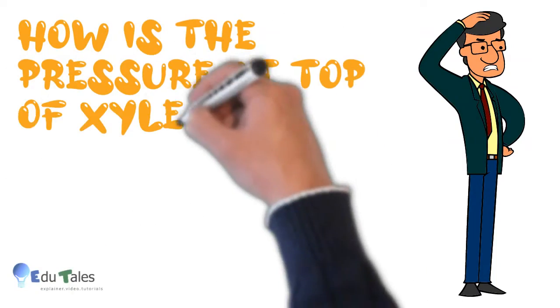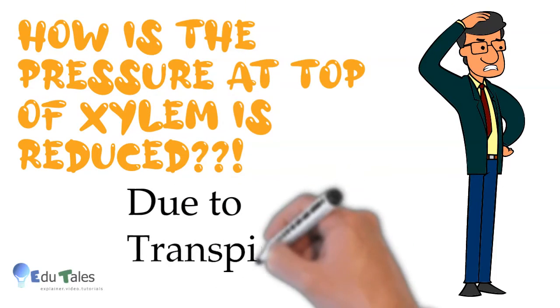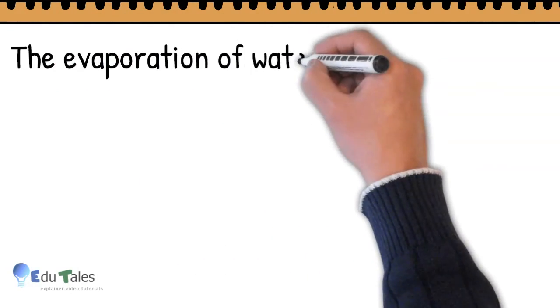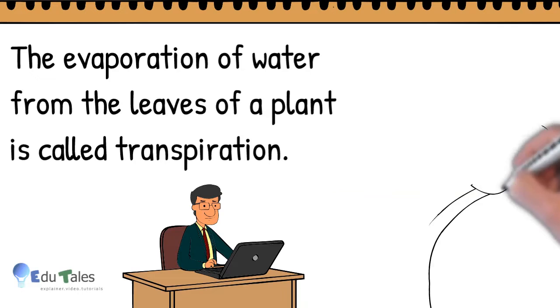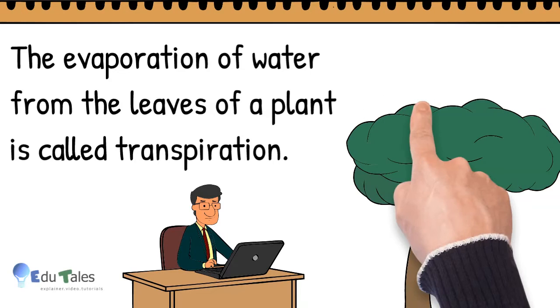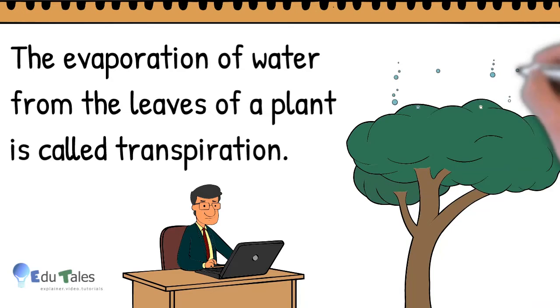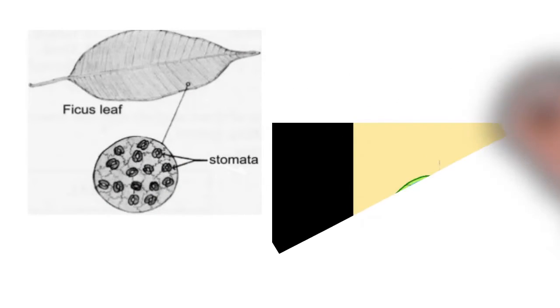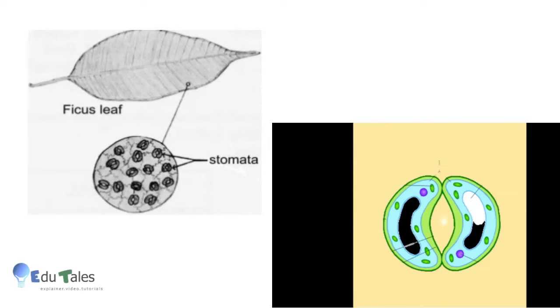But how can we lower pressure in the xylem located at the topmost branch of the tree? The answer is simple, through transpiration. So what is transpiration? The evaporation of water from the stomata of the leaves of a plant is called transpiration. Recall the stomatal structure in leaf as seen in previous videos. It is a pore surrounded by two guard cells. Now, this pore during daytime remains open and water evaporates, which is known as transpiration.